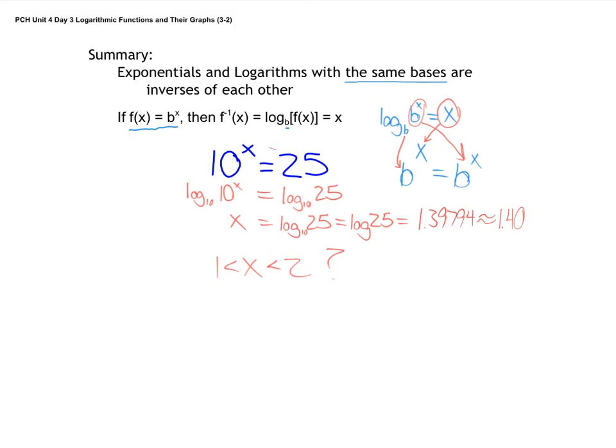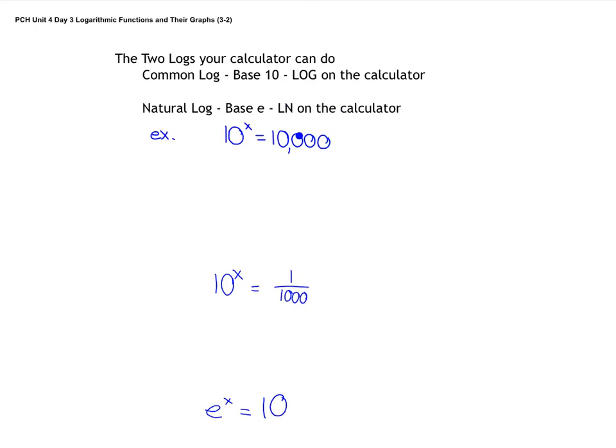Now, like I was saying here, if we don't see a base written with our log, we automatically assume it's 10, and that's why we call that logarithm the common log. Alright? You see here, there are only 2 logs that your calculator can do typically, unless you have special functions to handle other bases. There's the common log, that's a base of 10, and that's your log button on the calculator. But then we also have the natural log.